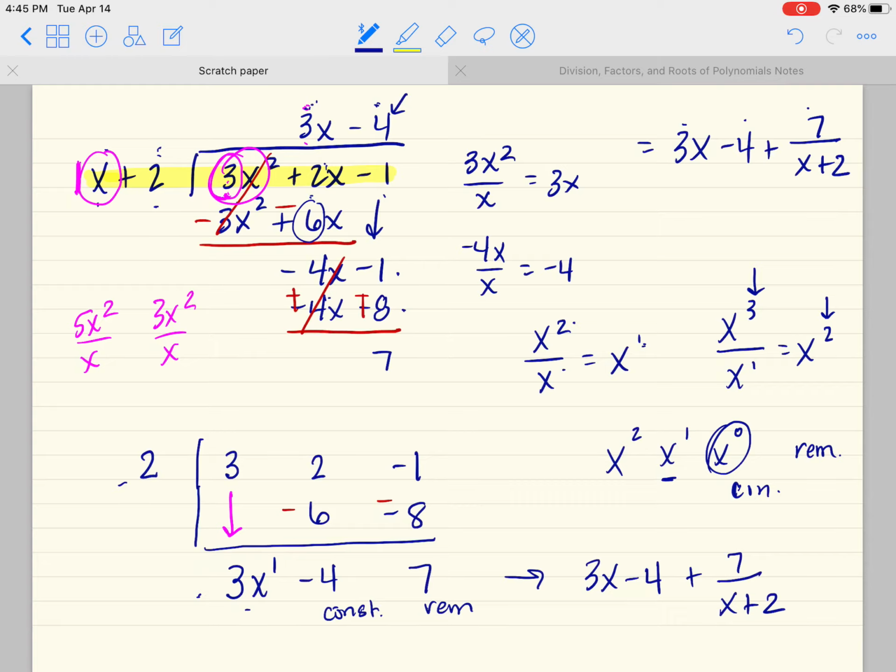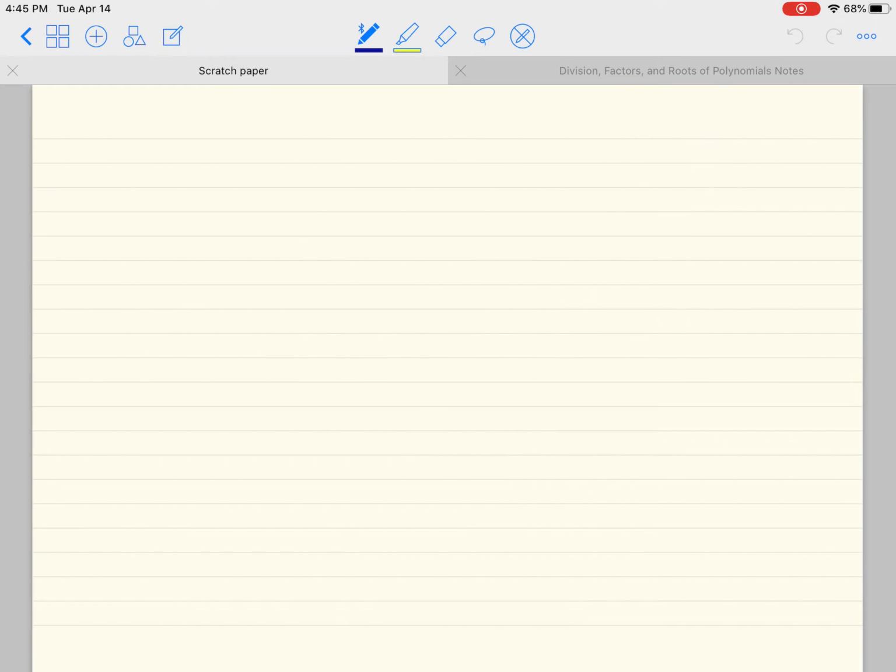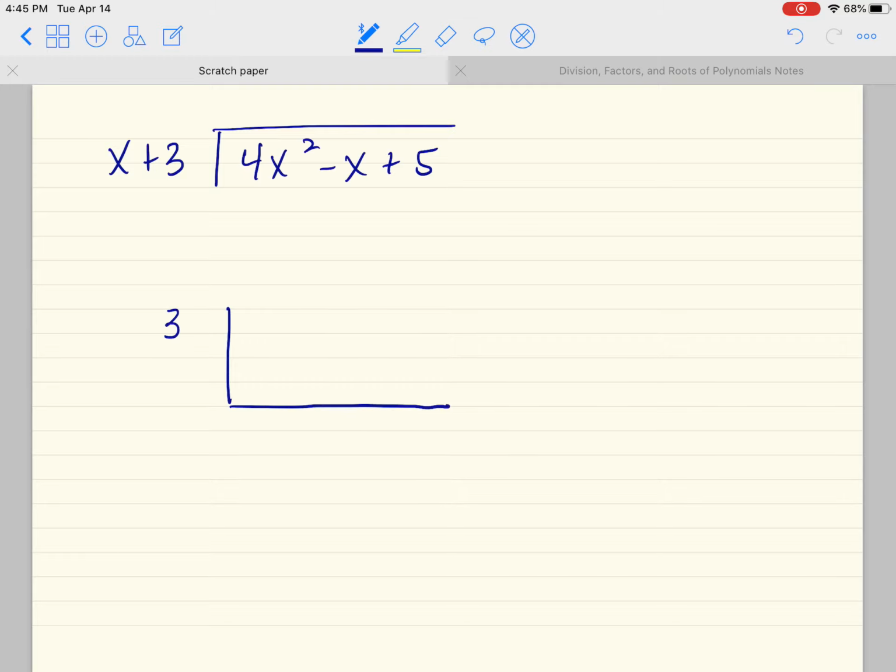Okay? Now let me just show it to you again without this nonsense everywhere on the paper. So if we had, give me another one here, x plus 3, and let's say we were dividing into 4x squared minus x plus 5 or something, okay? So we're going to take the 3, and then we're going to put here the 4, the -1, and the 5. And I know that this is going to be the first number in my answer, so I'm just going to bring it down.